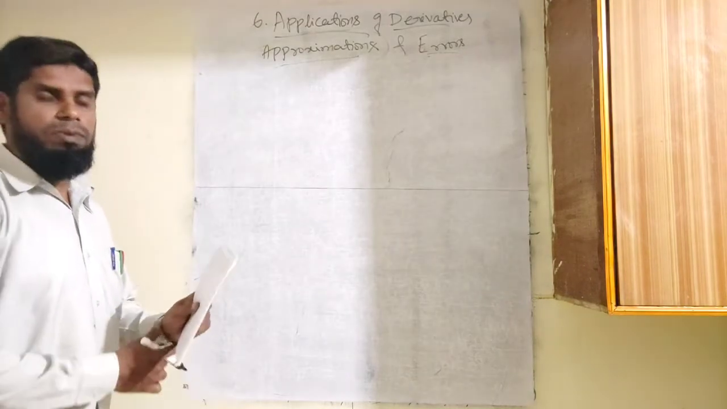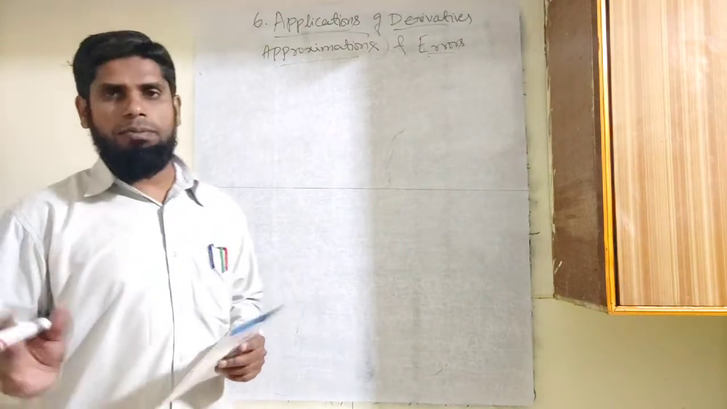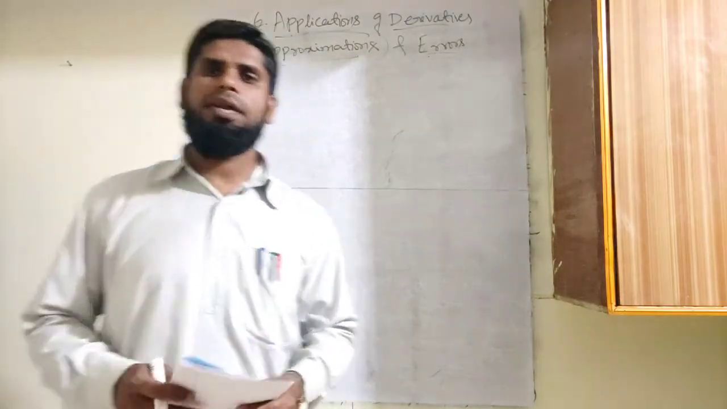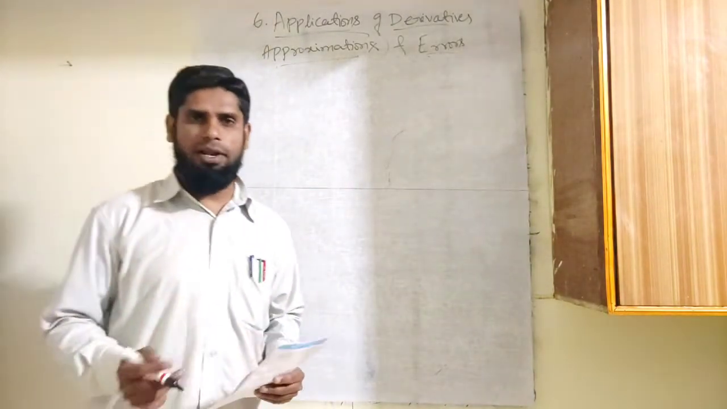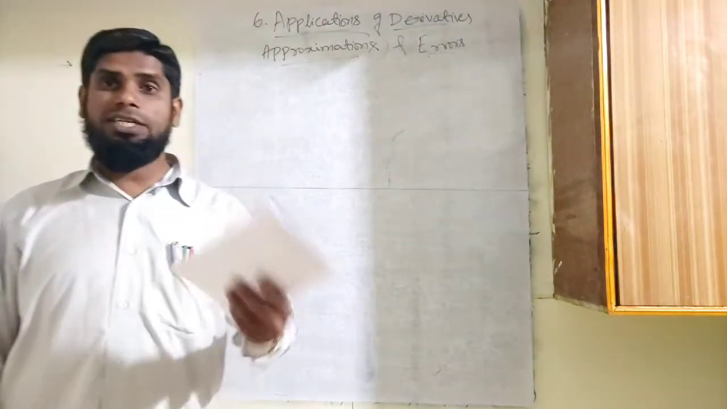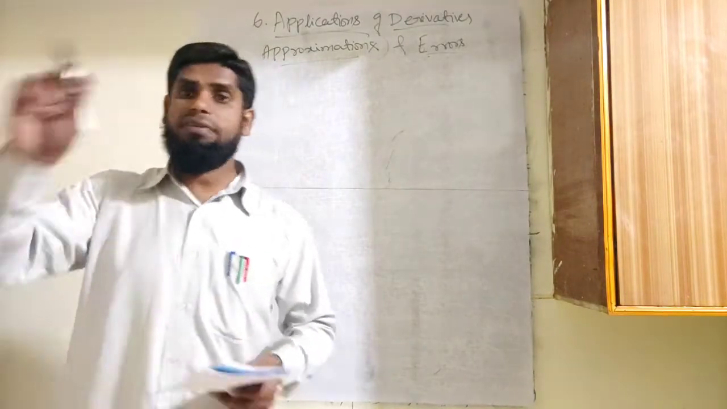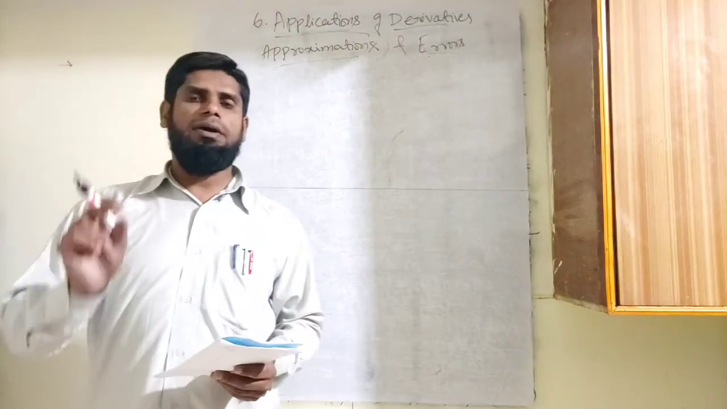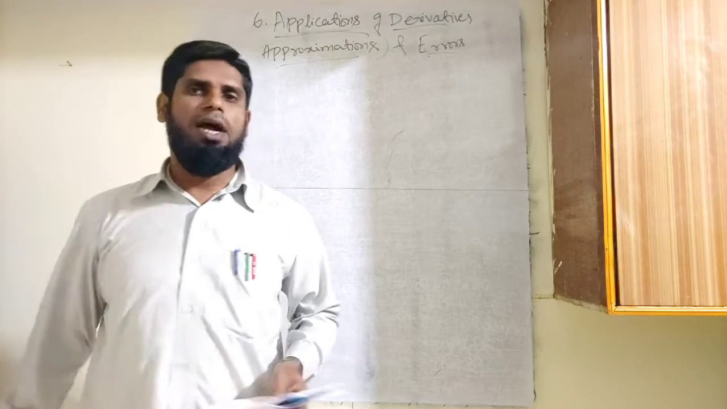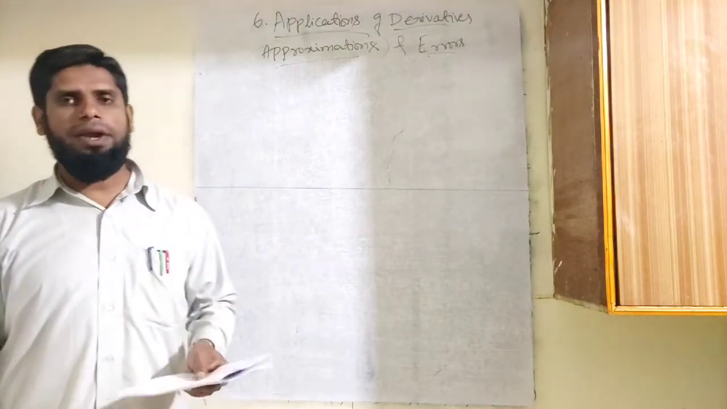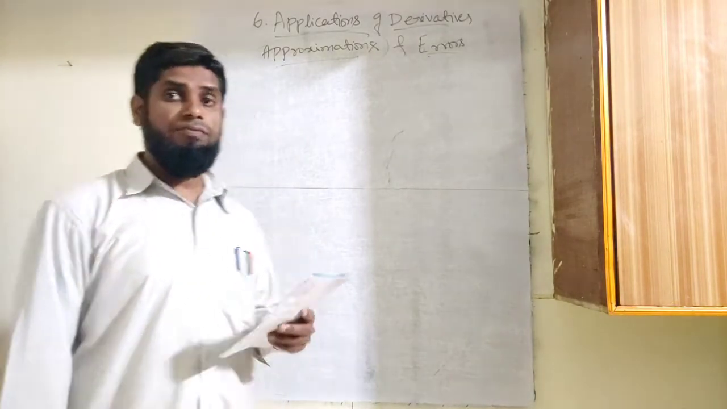Next kind of problems. These are the first kind of problems where he will give a quantity and he will ask us to find the approximate values. Now we'll go to the next kind of problems where he will give a function as well as a particular value of x. At that particular value, we should find the approximate value of the function.